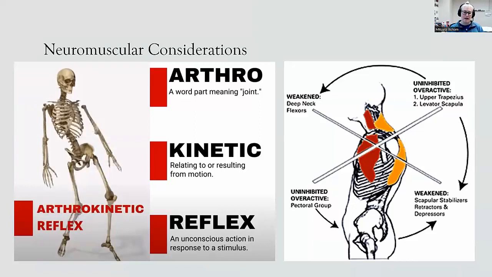There is an arthrokinetic reflex. This is a reflex mediated by the joint receptor activity. The altered arthrokinetic reflex can result in arthrogenic muscle inhibition. This results in disrupted muscle function due to the altered joint functioning.